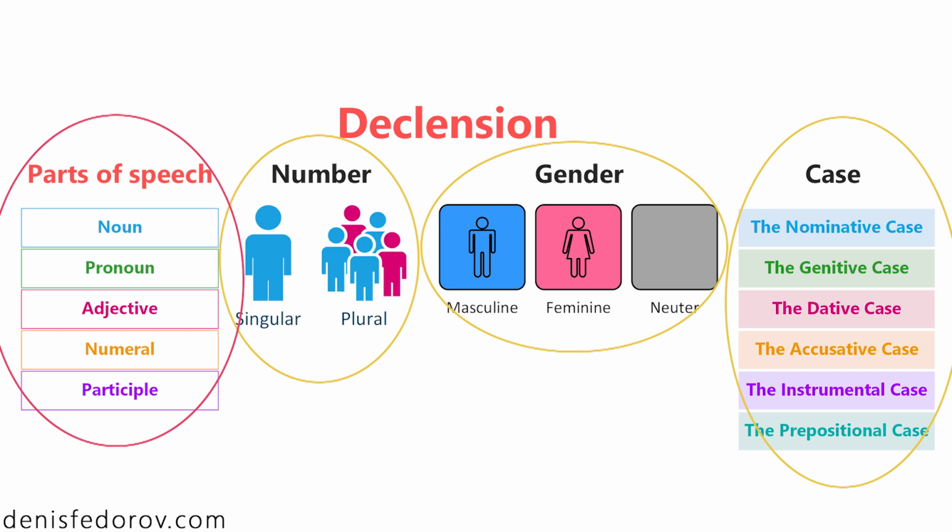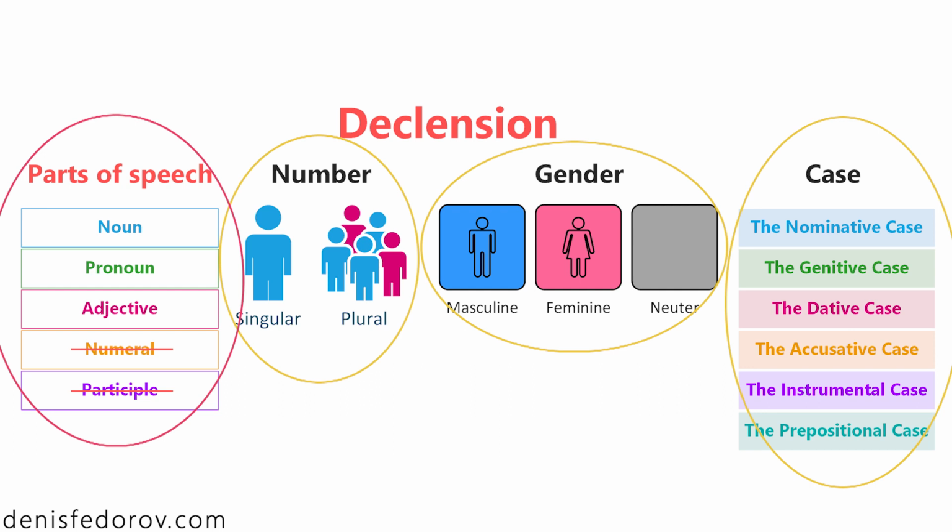So verbs are not in this list and they cannot be declined, but they alter too, and it's called conjugation. And nouns, pronouns, and adjectives in this list are the most important. You should master them first and can forget about numerals and participles for a long while if you want to start speaking some Russian as soon as possible.